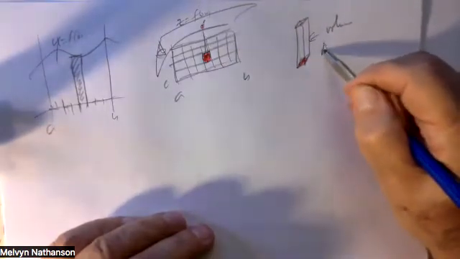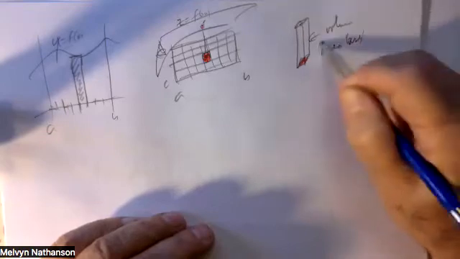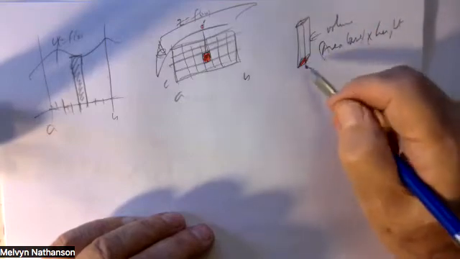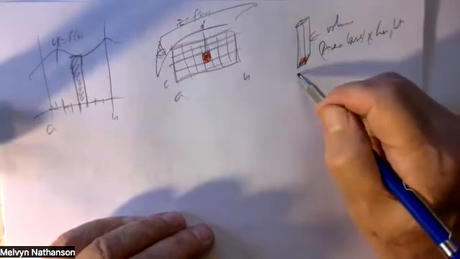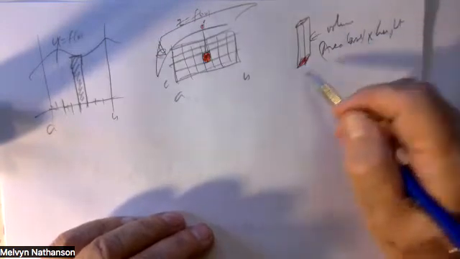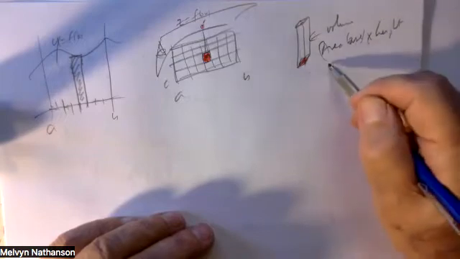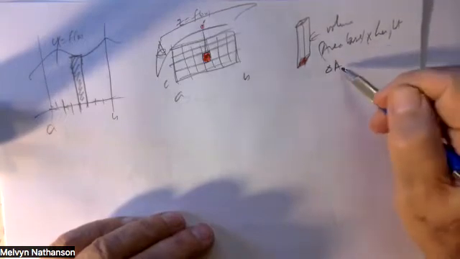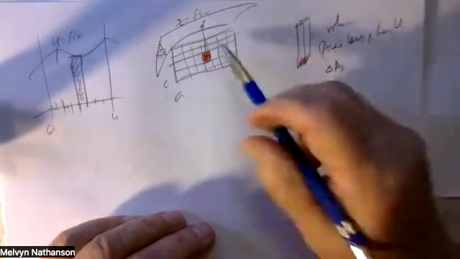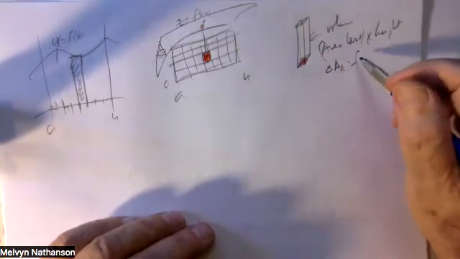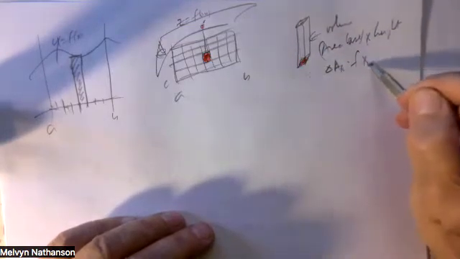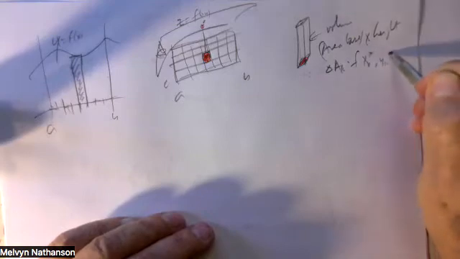What is the volume? It's the area of the base times the height. So this is some little, let's say, the area is, let's say, some delta A sub k. This is like the kth box. And the height is just the value of the function f at some point, x sub k star, y sub k star.